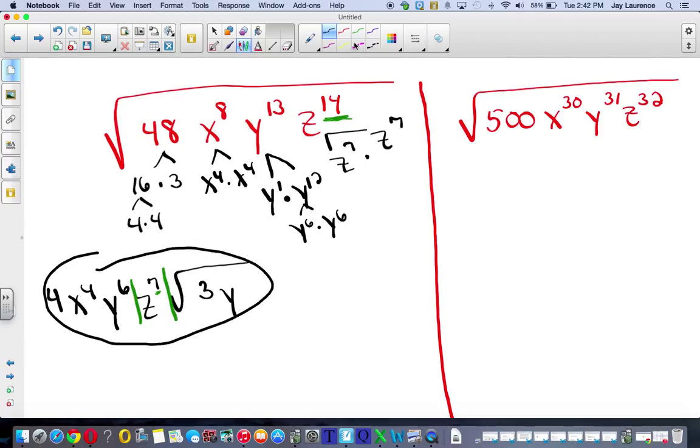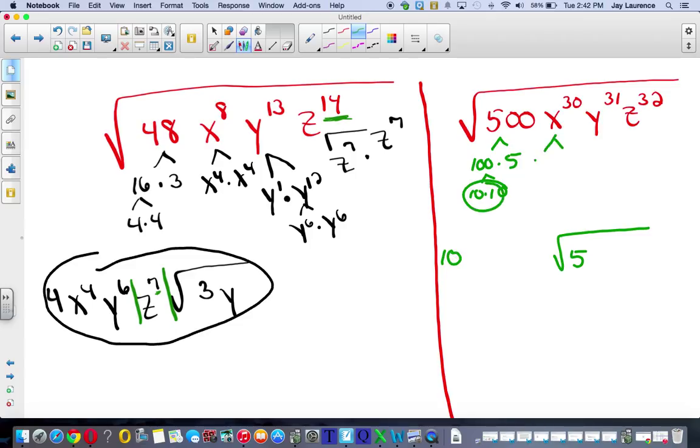Okay? All right, here we go. 500. I'm going to think about it as 100 times 5. 100 is 10 times 10. This is going to break down into 10 radical 5. So I'm going to have a 10 out front. I'm going to have a 5 under the radical. Those left the house. 5 was stuck.